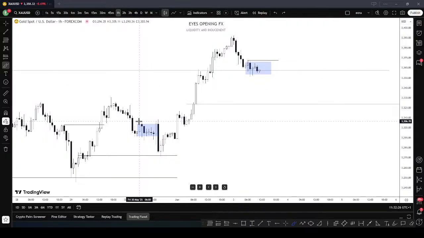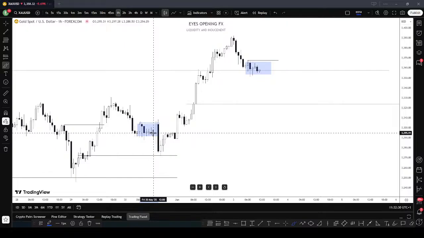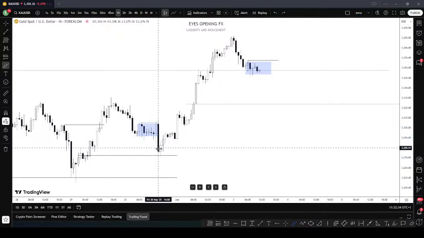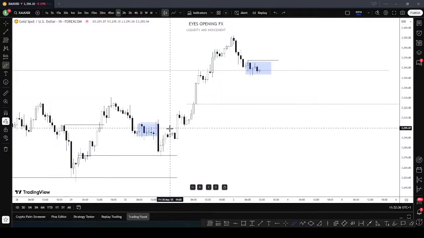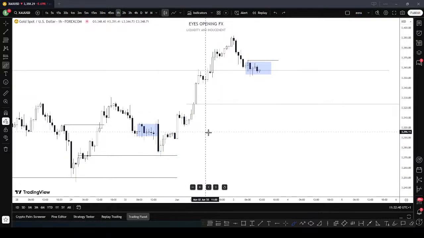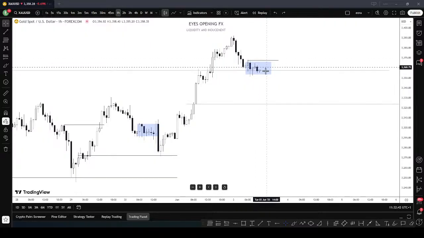So an example of it is this. Around here, what did the market do? It came, it absorbed this liquidity and dropped down. So after absorbing this liquidity, it started buying. So this is a liquidity pool. So this high can be a liquidity pool.